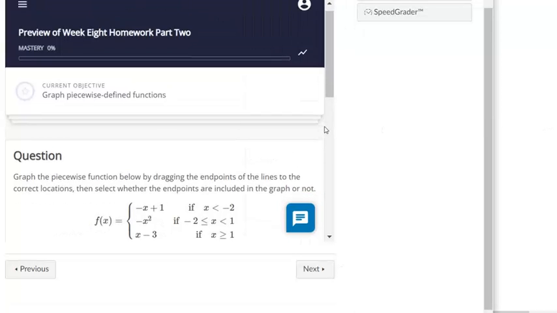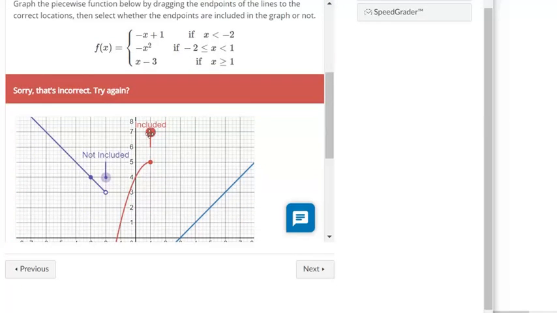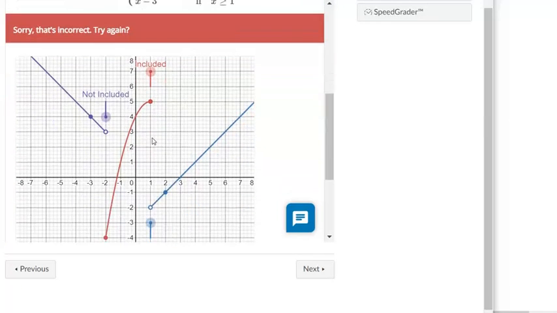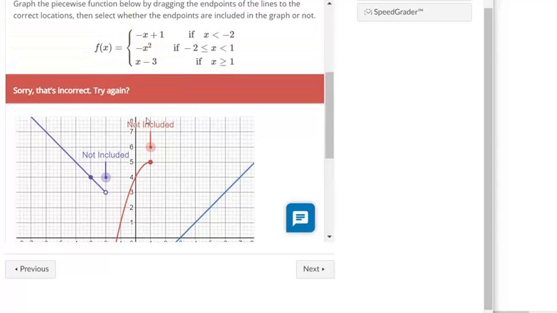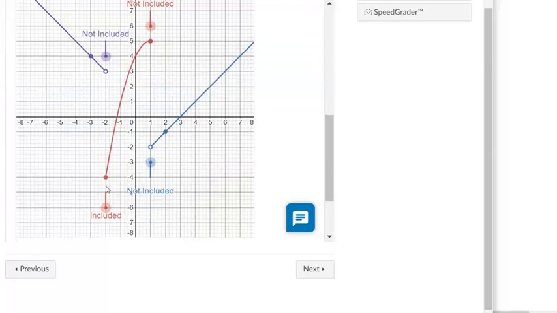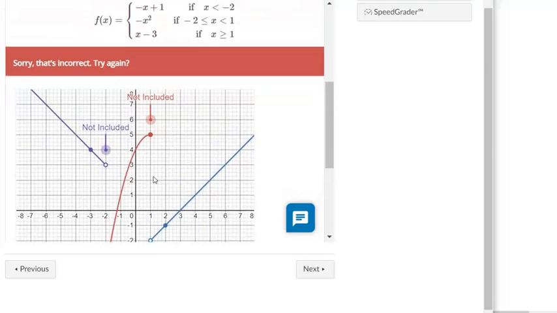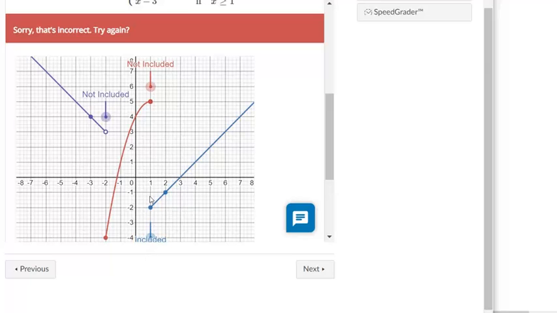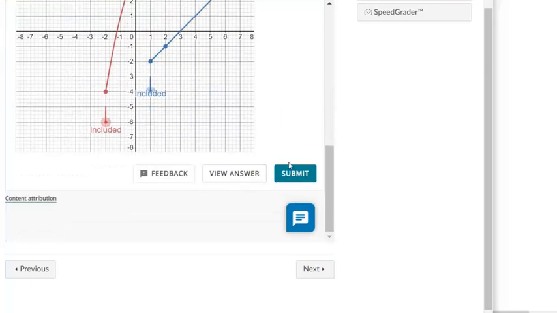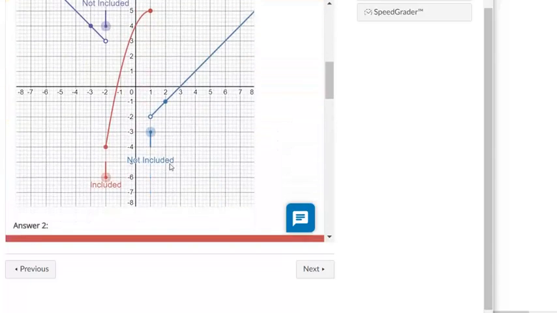Oops, I got something wrong. What did I do? Oh, this is an open dot. I missed that. Oh, it won't let me change it. Look, I moved it. It's not changing. That's so weird. That's a glitch in Newton, but it says not included, so hopefully I've got that right. Okay, this one's not included, this one's included. This needs to be a closed dot down here because it says or equal to 1. So that shouldn't have been an open dot, it should be a closed dot. I think I got it now. Oh boy, what did I do wrong?